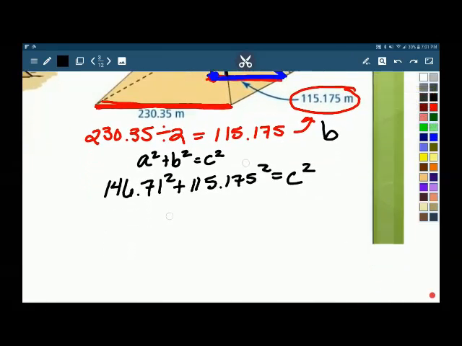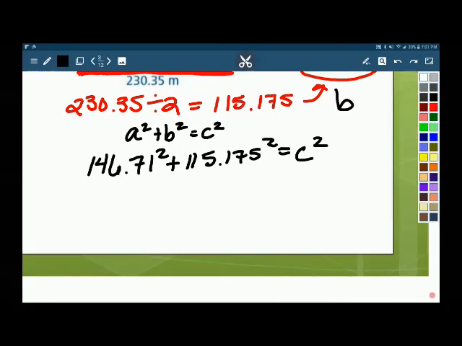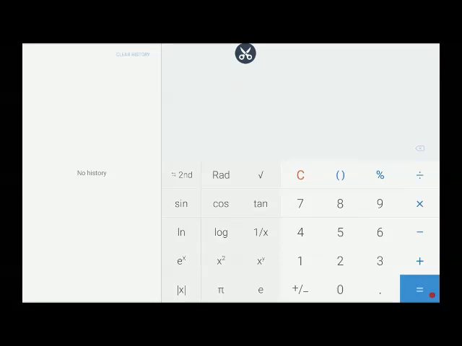Now what I would do is plug these numbers into your calculator and do not round until the very end if you have to. So I'm going to go to my calculator and I'm going to type 146.71 and then square that. I want you guys to write down that entire number. I know it's a long number, but write it down because we should only round at the very end.